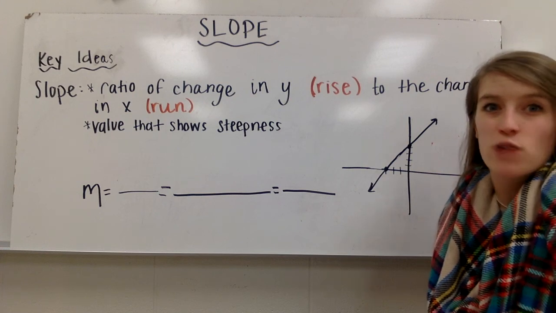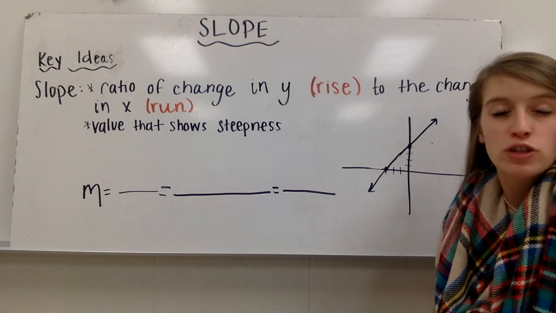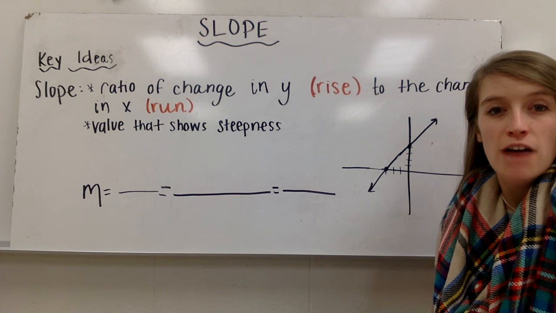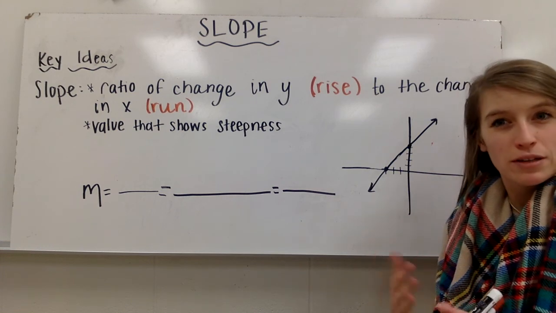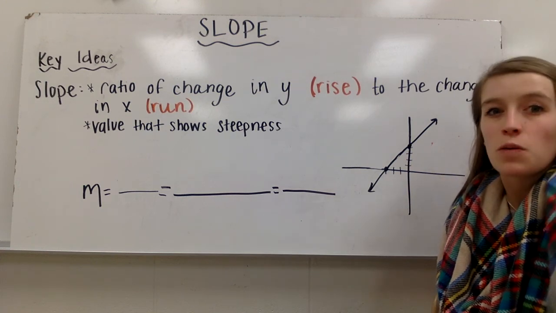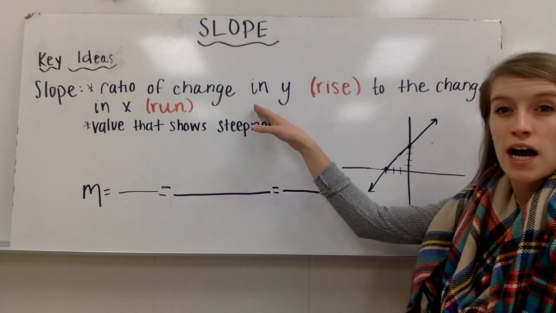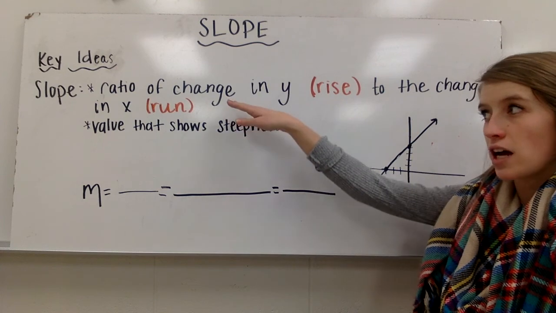Today we're discussing how to find slope. In this video, we'll just cover how to find slope from a graph and how to find slope using 2 points. Now, we talked a little bit about slope in class today, but the slope is the ratio of the change in y to the change in x.